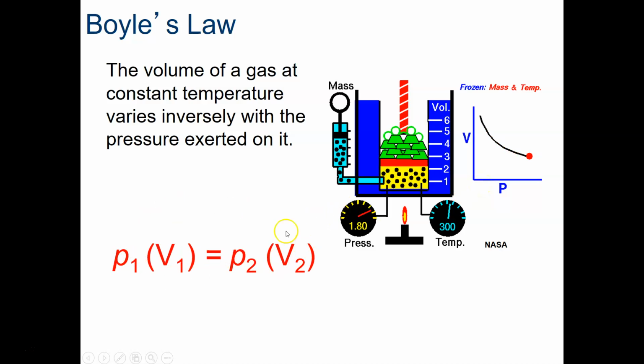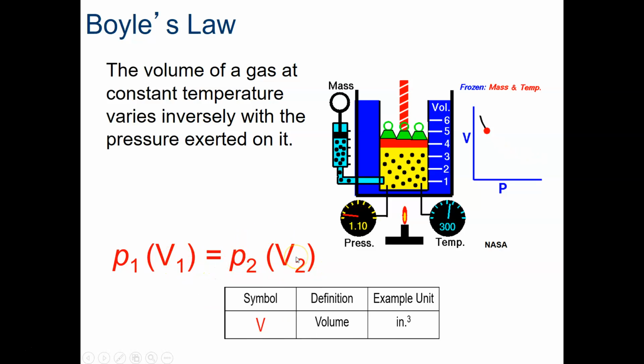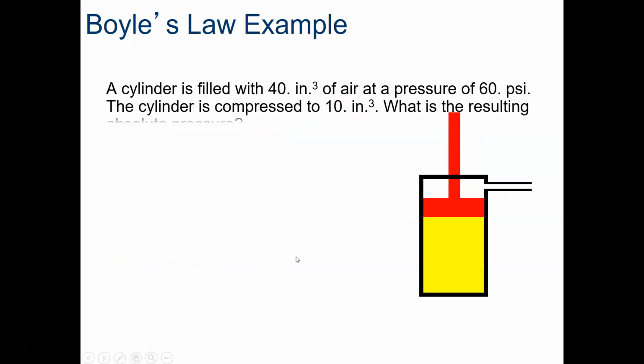And here is the formula that we'll use, and it's simply P1 V1 equals P2 V2. So what that means is the pressure of the initial system times the volume of the gas in the initial system is going to equal the resulting pressure times volume. Okay, so here's an example.